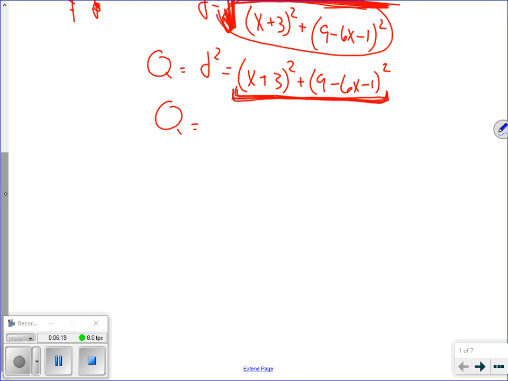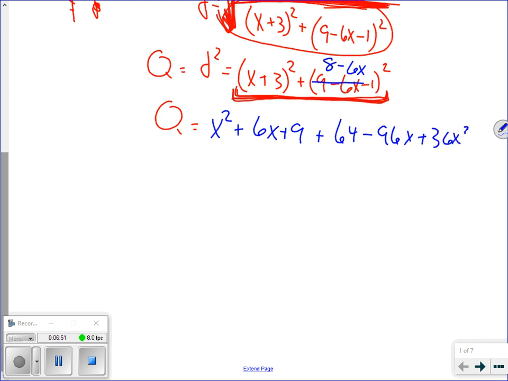Okay? So what I'm going to do is simplify this first of all to 8 minus 6x squared. I'm going to FOIL both of these. So we get x squared plus 6x plus 9 plus, and then if I do this, 64 minus 48, minus 48, so what's that, 96? Minus 96x, and then plus 36x squared.